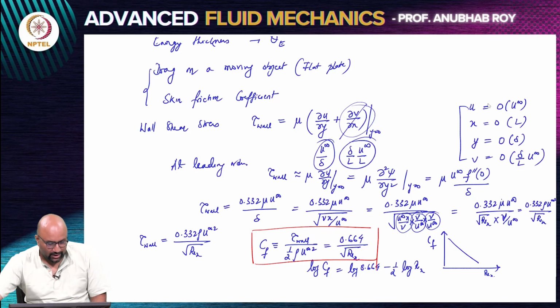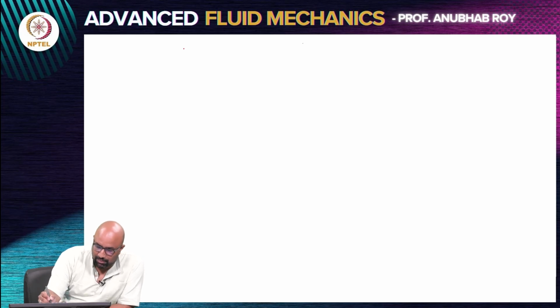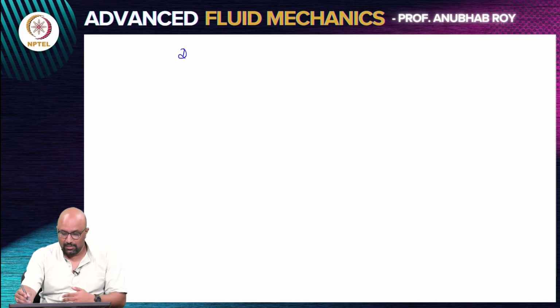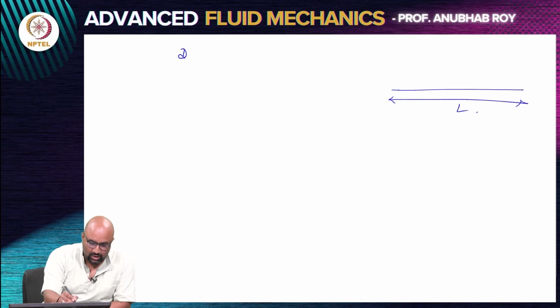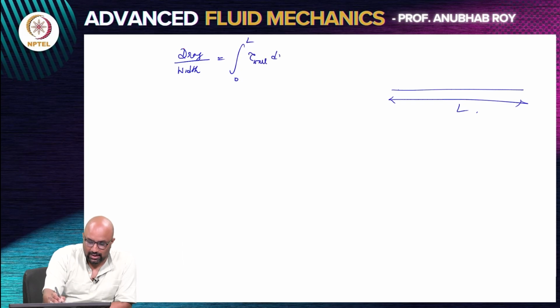Now that you have your expression for shear stress, you can go ahead and try to compute the drag on the plate. So, the drag on the plate per unit width, because you are doing a two-dimensional problem. You say the plate is length L and you are doing the calculation for unit width. So, the drag per unit width on the plate is going to be the integral from 0 to L of tau at the wall dx.